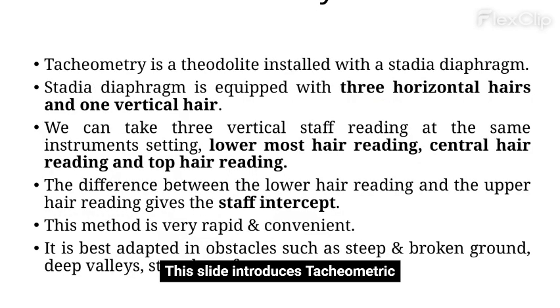This slide introduces tachyometric survey, which utilizes a theodolite equipped with a stadia diaphragm. The stadia diaphragm has 3 horizontal hairs and 1 vertical hair, allowing for 3 vertical staff readings at the same instrument setting: lower, central, and top hair readings. The difference between the lower and upper hair readings gives the staff intercept. This method is rapid and convenient and best adapted for obstacles like steep ground, deep valleys, or bodies of water.